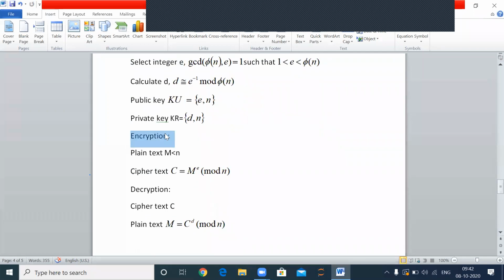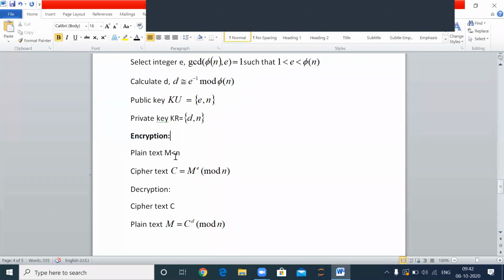And how can the encryption be done? In encryption, what is the input? Plain text, that is M. After encryption, what is the result? Ciphertext. How can the ciphertext be obtained? This is M power E, where M is the plain text, E is the chosen integer, mod n. That n can be calculated as P into Q, right? And how can the decryption be done? What is the result of the decryption? We obtain the plain text. What is the input of the decryption? The ciphertext. Here the plain text can be calculated using the formula M is equal to ciphertext power D mod n, right?